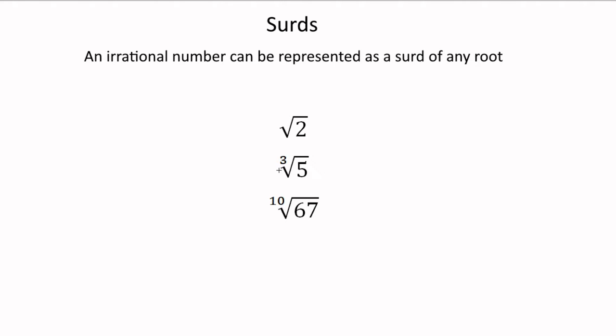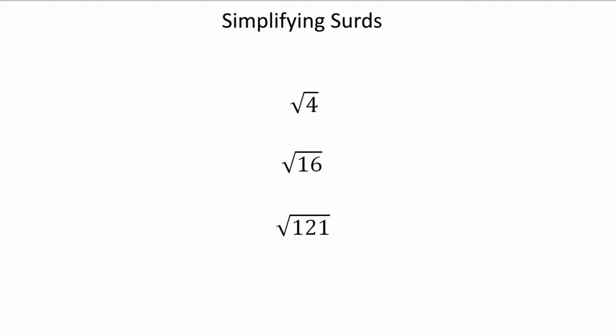This is a surd of 5 with power 3, and that is basically just the cube root. In that situation it is power 3. And now for the last example, we have a surd of 67 with a power of 10, so that's the 10th root of 67. Again, that's just a surd with a power of 10. That's all that is.